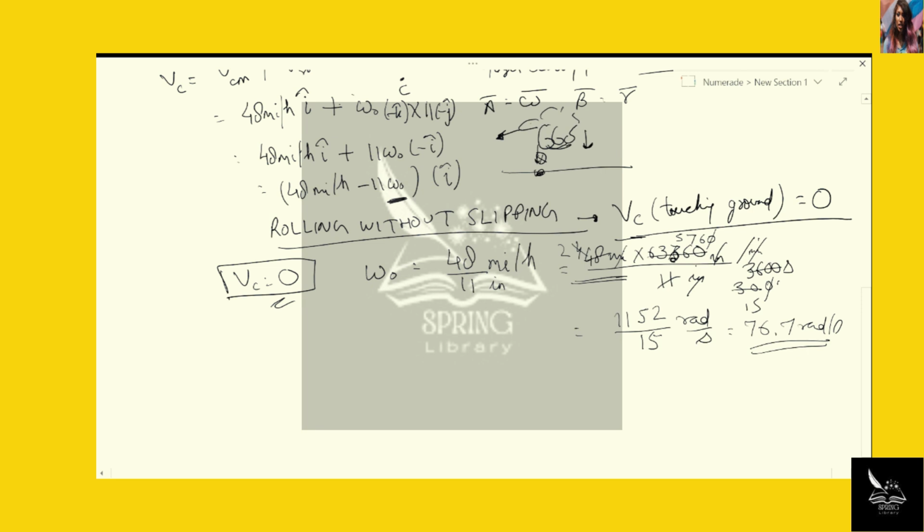Now we can calculate the velocities of all the points. For example, let's draw this wheel again. We want to find out the velocity of this point, B.